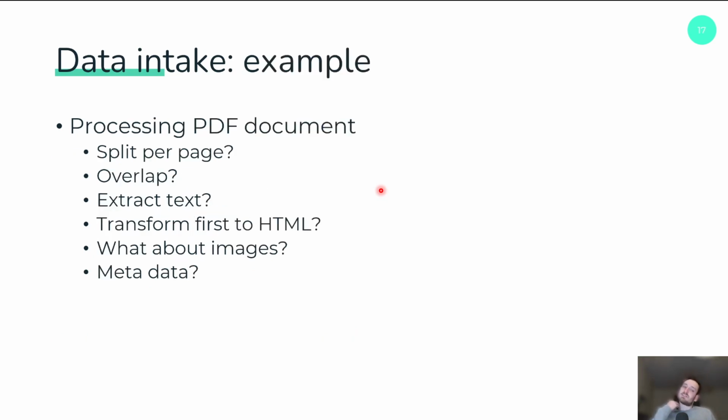And I will give a short example. For example, if you have a PDF document, well, there are many different parameters that you can tweak and tune. For example, am I going to split per page? Maybe that's a good way, maybe it's not. Am I going to use some overlap, using a little bit of the next page as well and a little bit of the previous page as well, in the case there's a paragraph that's spread out over 2 pages.